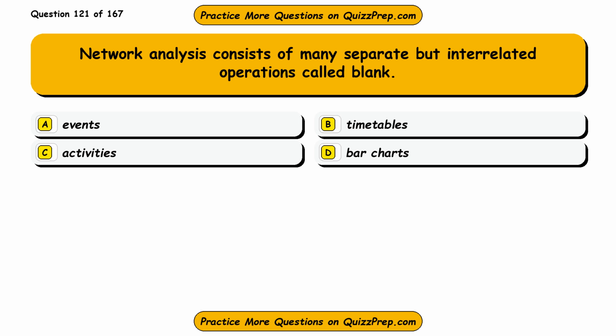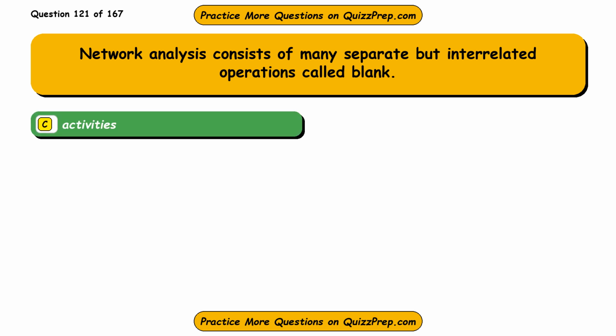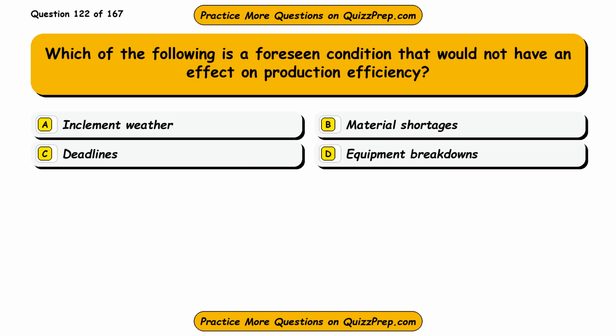Question 121. Network analysis consists of many separate but interrelated operations called blank. Option A, events. Option B, timetables. Option C, activities. Option D, bar charts. The correct answer is option C, activities. Activities.